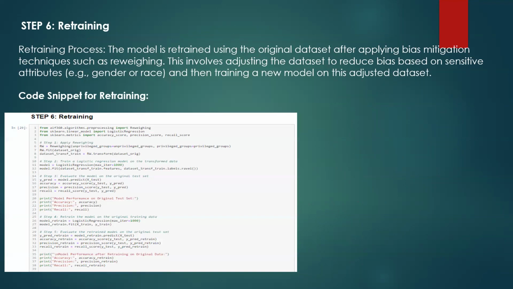Whereas coming to step six, it's retraining. Retraining is the process where the model is retrained using the original data set after applying the bias mitigation. Yes, it means we have to get the original data set, because that is the concept we have to follow here, and that's the theory. We have to indicate that the data set is correct, as well as that the process is going well, and this involves adjusting the data set to reduce the bias based on sensitive attributes like gender or race, and training a new model on this adjusted data set.